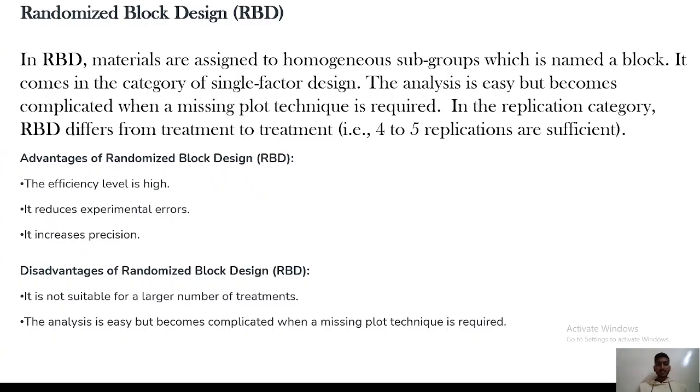In RBD, materials are assigned to homogeneous subgroups which are named blocks. It comes in the category of single factor design. The analysis is easy, but it becomes complicated when a missing plot technique is required. In the replication category, RBD differs from treatment to treatment. That is, 4 to 5 replications are sufficient.